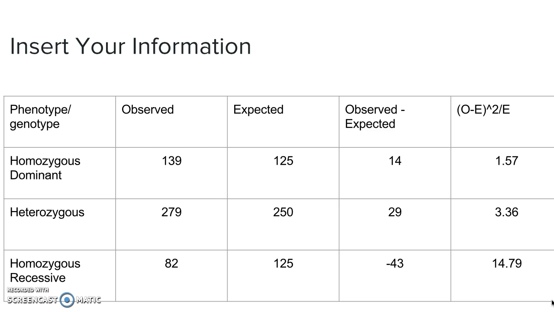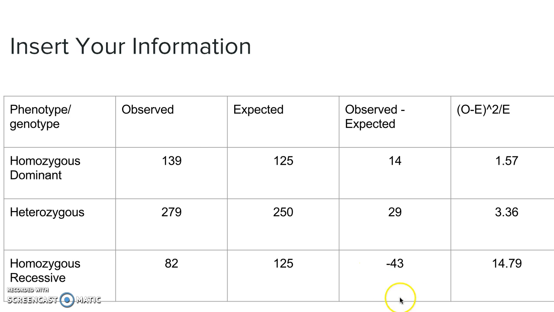So we inserted our information. Since the ratio is 1 to 2 to 1, our expected is going to be those 500 offspring subdivided into the 1 to 2 to 1 ratio. The observed is whatever number we got from the problem. And what we're going to do is subtract the expected from the observed.